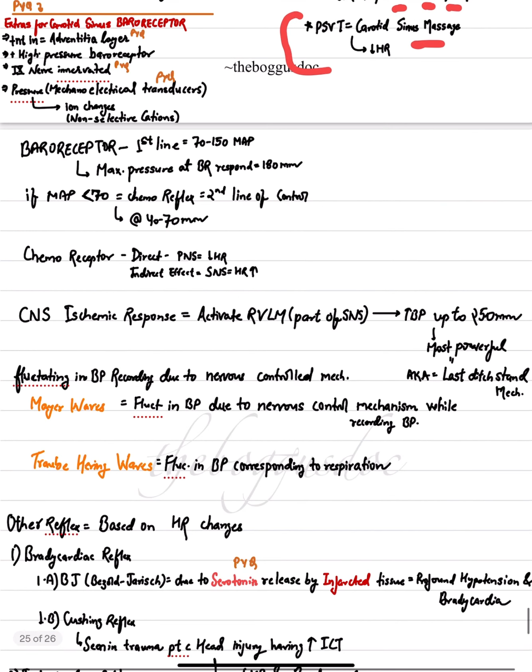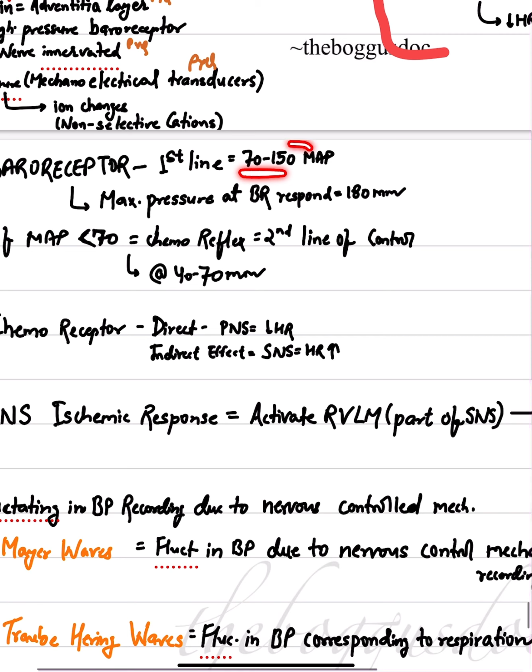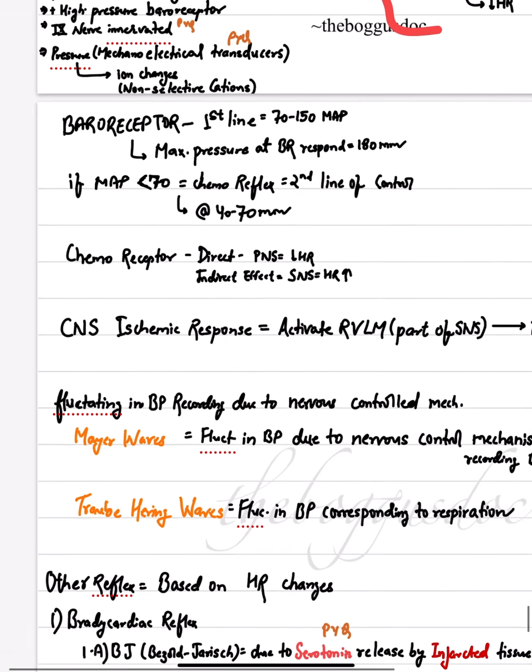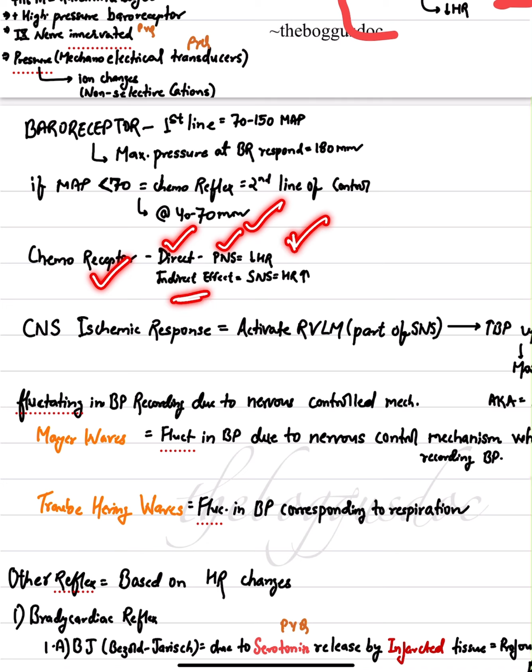Okay, so the baroreceptor is the first line of management done by the system. It works around 70 to 150 mean arterial pressure. Maximum baroreceptor response is around 180 mmHg. If mean arterial pressure decreases below 70, the chemoreflex is stimulated. It is the second line of control, around 40 to 70 mmHg. Chemoreceptor directly stimulates the parasympathetic system to decrease heart rate. The indirect effect is that it stimulates the SNS, which increases the heart rate.